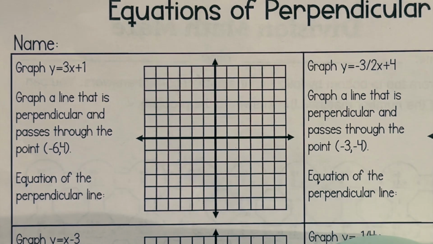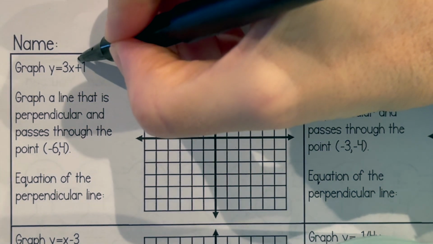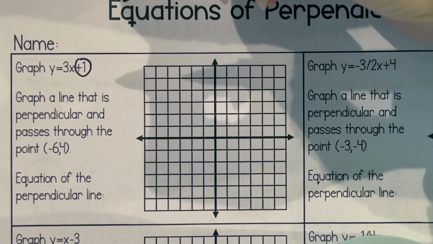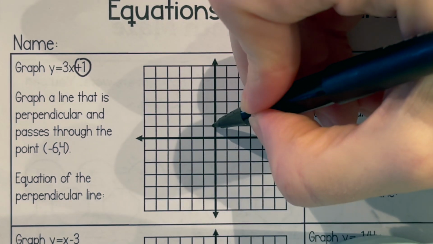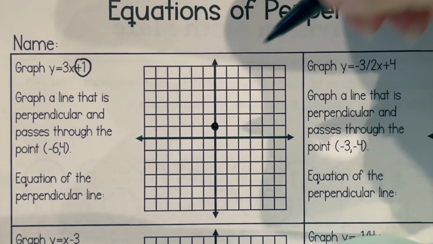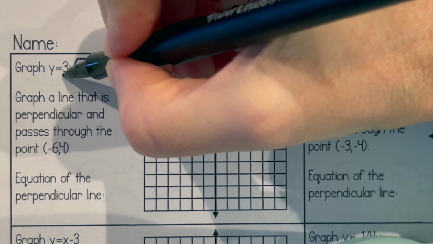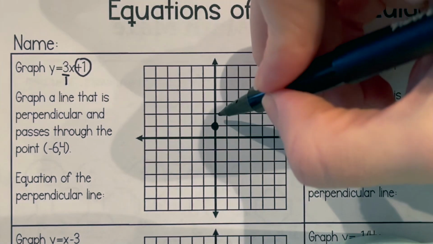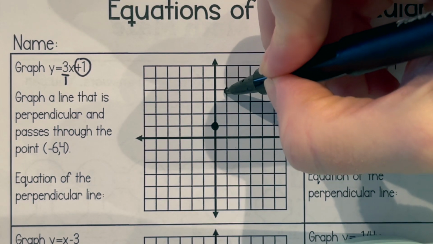All right, so this sheet is very similar to the parallel lines one, but we are going to be working with perpendicular lines. So we're going to start off by graphing this line here. The y-intercept is 1. So on the y-axis, we are going to put a point at positive 1. Then the slope is 3. That's the same as 3 over 1. So we're going to go up 3 over 1.